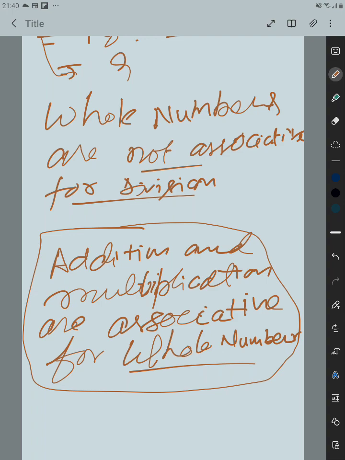Okay, so I think this is all. We end here with this video of associative whole numbers. So this is all. We'll meet again in the next video.